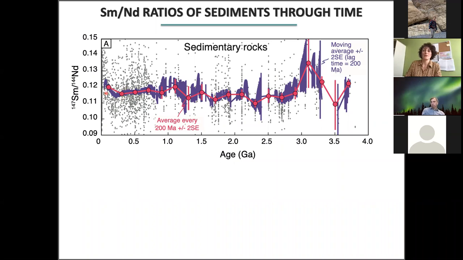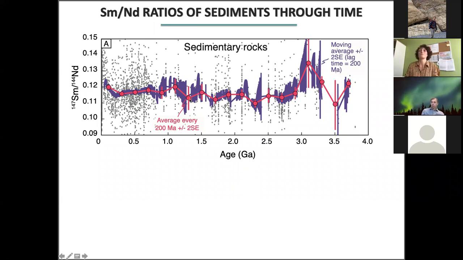So here is the variation of the samarium-neodymium ratio in sedimentary rocks. In pink, you have the binned average, and I'm showing behind, in purple, the moving average. This is just to show you that the binning has no impact on the variation of the data, and they pretty much show the same thing.